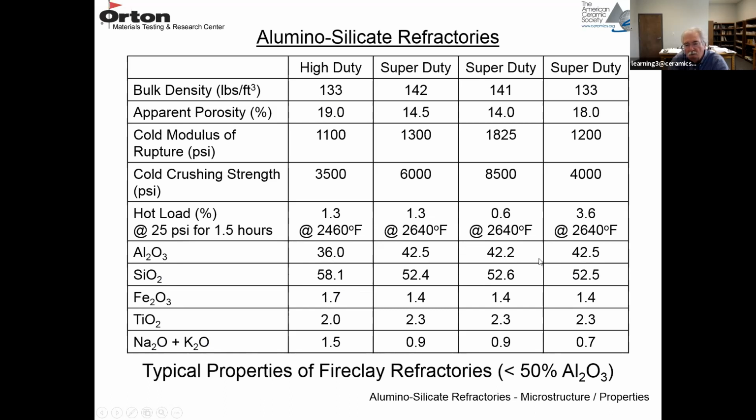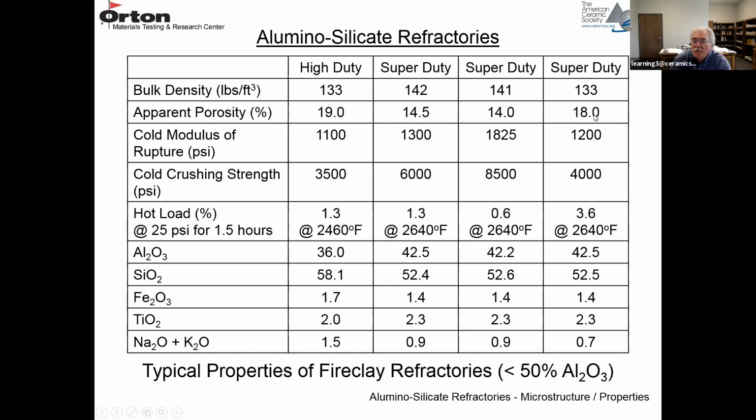And if we look at this one's 141. This is 133. This is not as strong, either in tension or in bending or in compression, but the chemistries are the same. This one has a much bigger hot load deformation. So we start out with something that's less dense. So it's not going to be as strong. It's going to have higher porosity, even though it's the same chemistry. It wasn't processed the same.